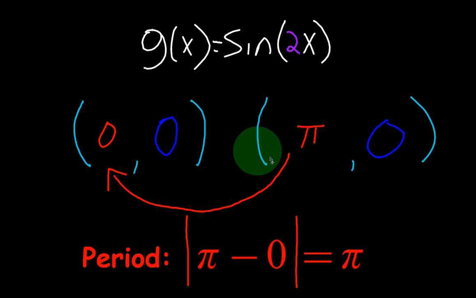Now, here's the next question we're going to address. What happens if I put a 2 here in front of the x? What would happen to the period? We will address this answer in the next video.